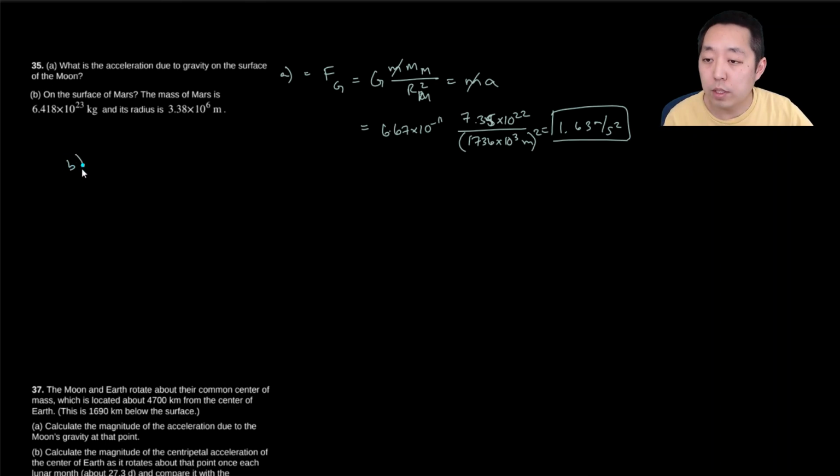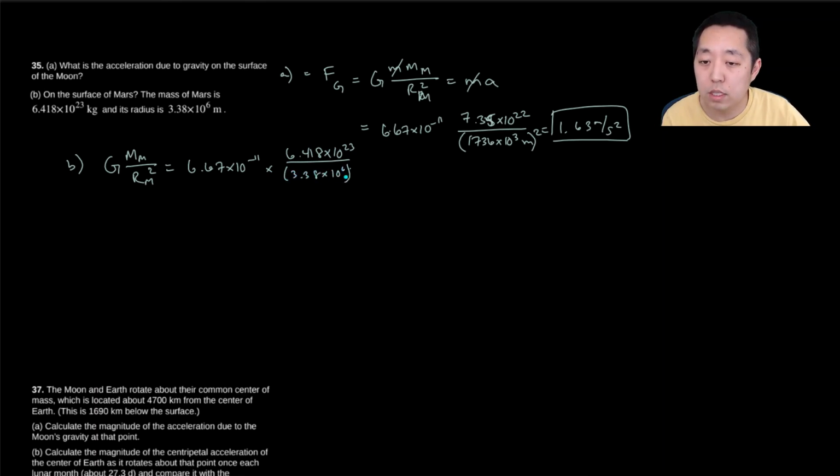Close enough. Now part B, on the surface of Mars, do the exact same calculation. G times the mass of Mars over the radius of Mars squared. So it's 6.67 times 10 to the minus 11 times the mass, 6.418 times 10 to the 23, divided by 3.38 times 10 to the 6, squared. That's 3.75 meters per second squared. So more than the moon, less than the Earth still.